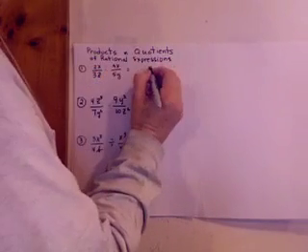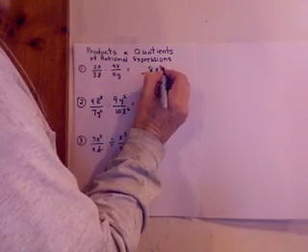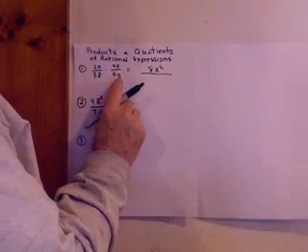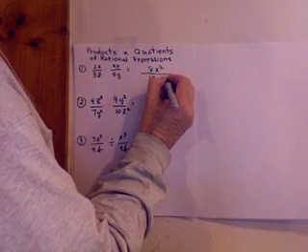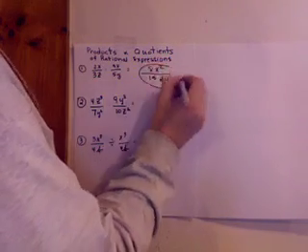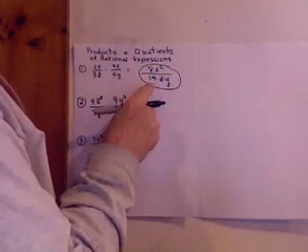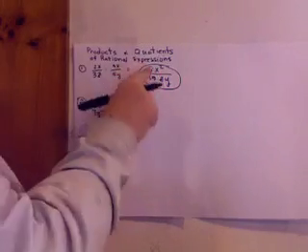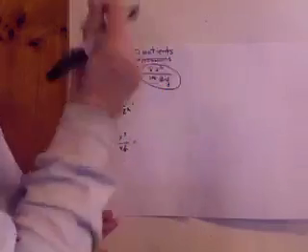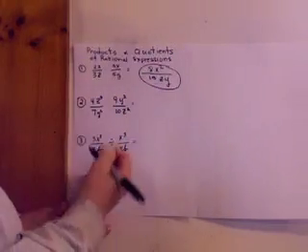2x times 4x, 8x squared. 3z times 5y, 15zy. Answer. Check to see if you can reduce. There are no common factors in terms of the variables or the numbers. So let's go to the next one.